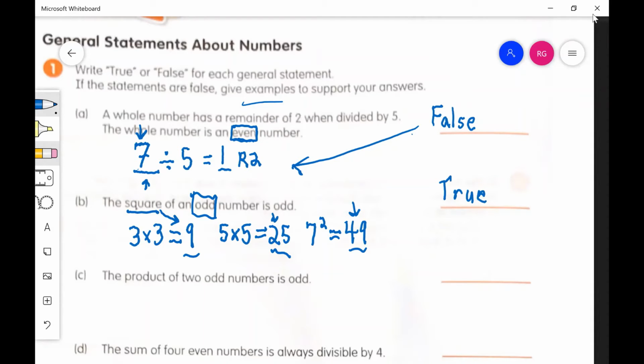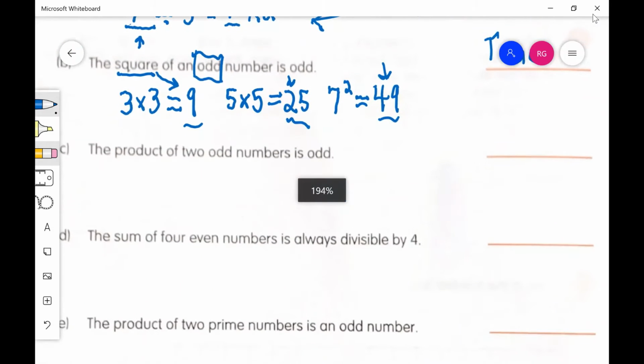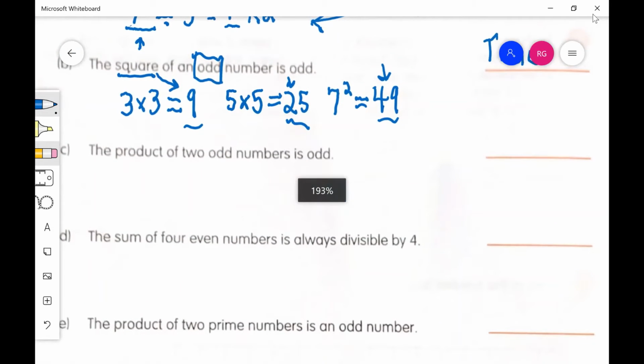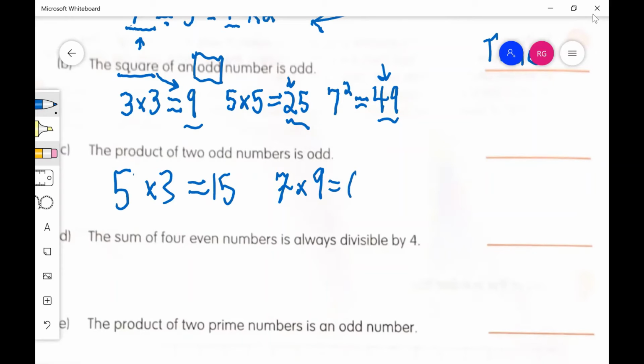All right, moving on. The product of 2 odd numbers is odd. Okay, so let's take 2 odd numbers. Let's take, for example, 2 different ones. Let's take 5 times 3. That equals 15. Okay, all right. Let's take 7 times 9. That's 63. Okay, so what do you guys think? Is this true or false? The product, true. Yes, true.